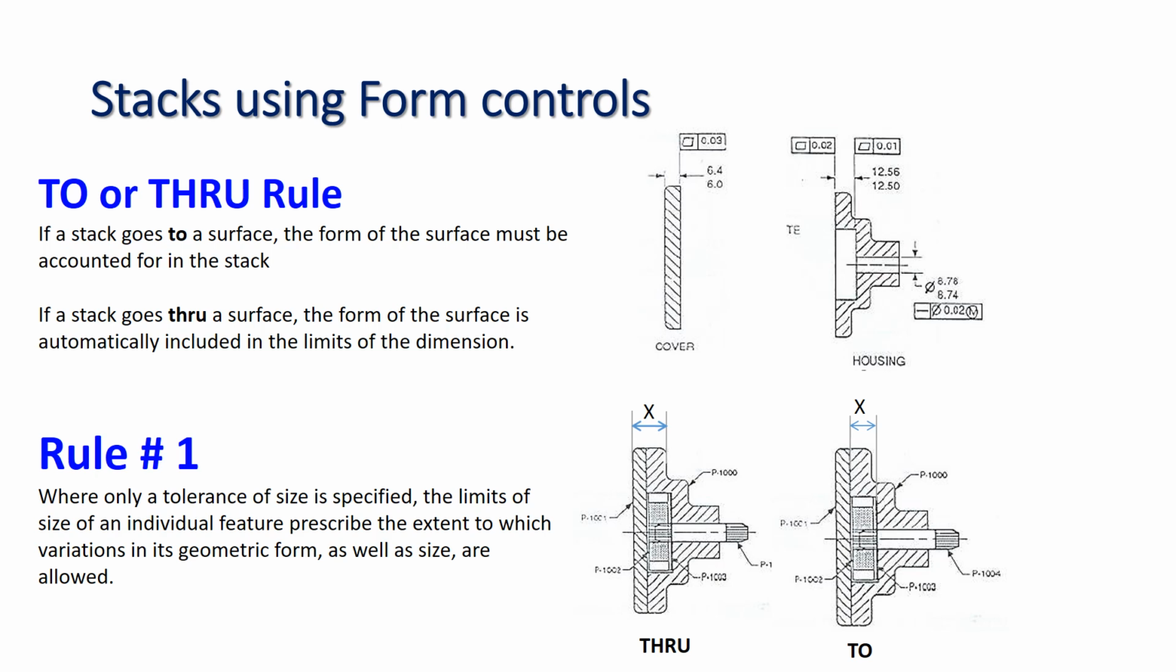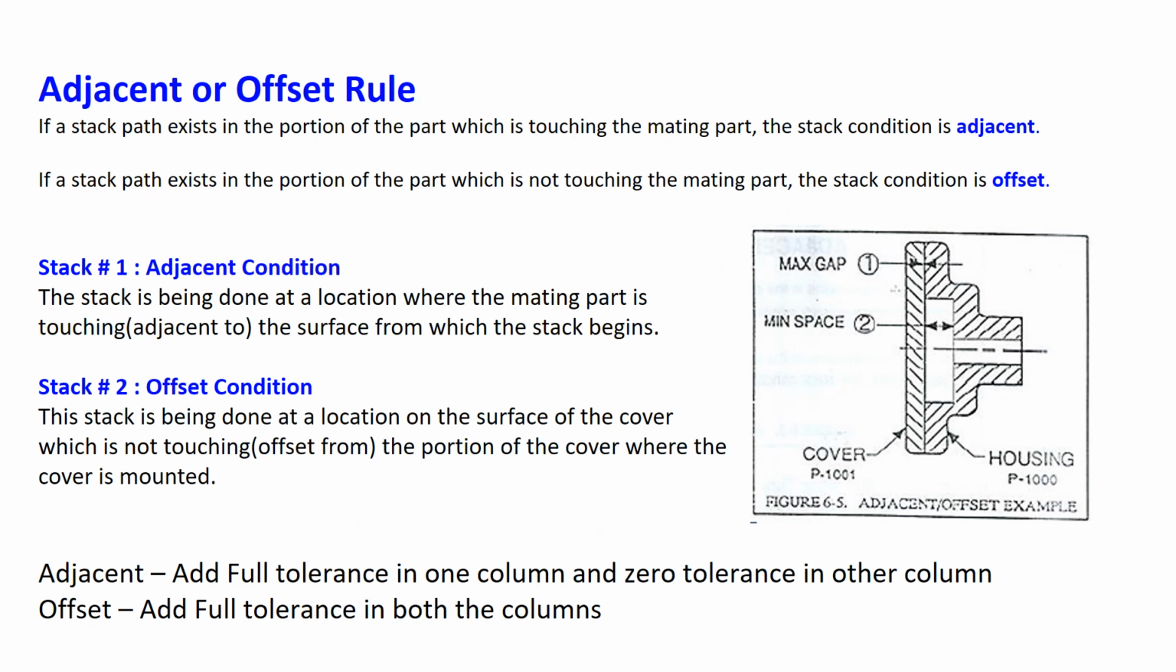The dimensions are given in the picture shown on the right side above and below. Use the rules to solve for x. Adjacent and offset rules. If a stack path exists in the portion of the part which is touching the mating part, the stack condition is adjacent. If the stack path exists in the portion of the part which is not touching the mating part, this stack condition is offset. Let us see stack 1, adjacent condition.